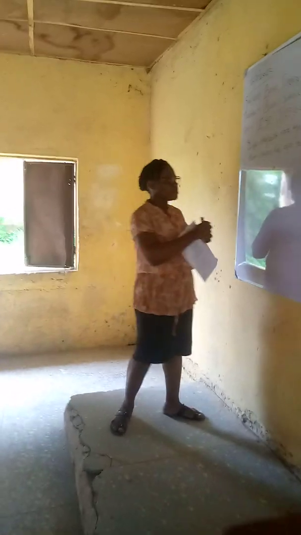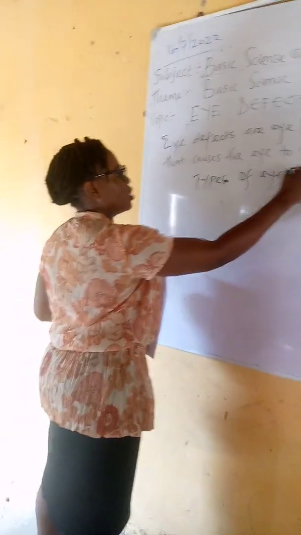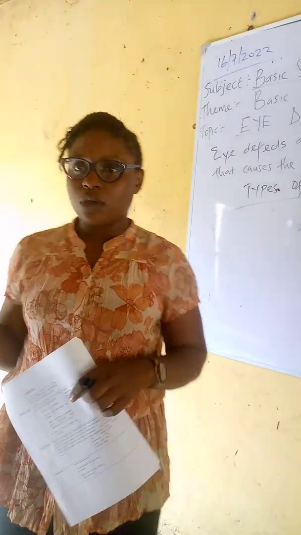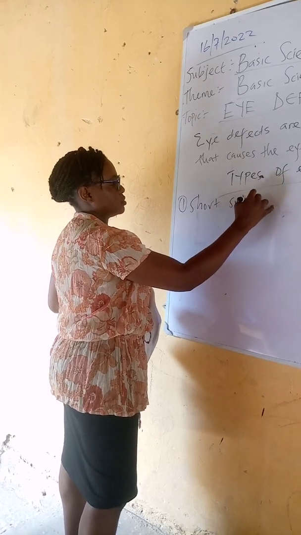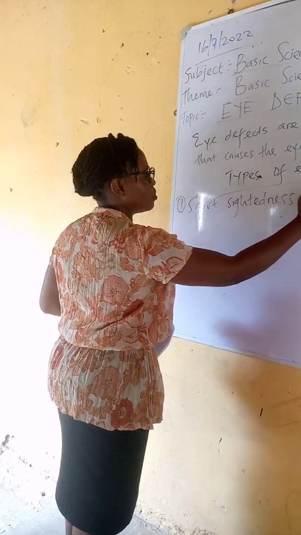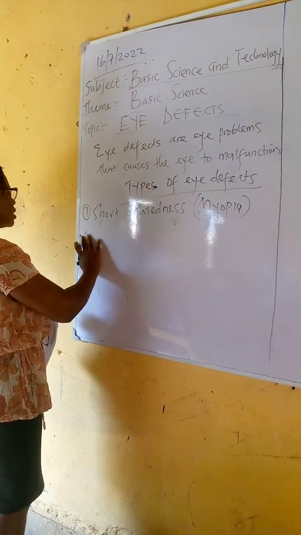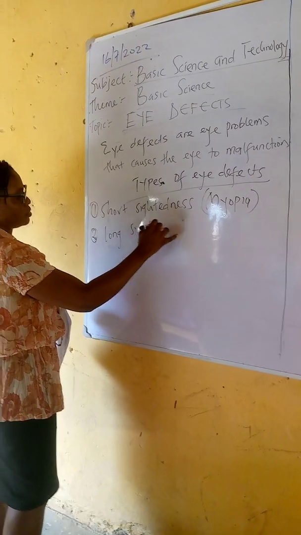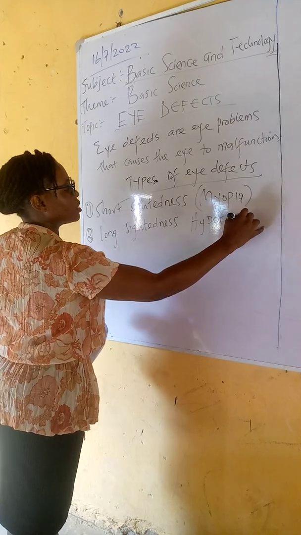So we already know what eye defects are. Now we have types of eye defects. We have so many of them, but for your level, we are going to look at only 2. So we have the short-sightedness, which is also called myopia, and the long-sightedness, which is also called hypermetropia.